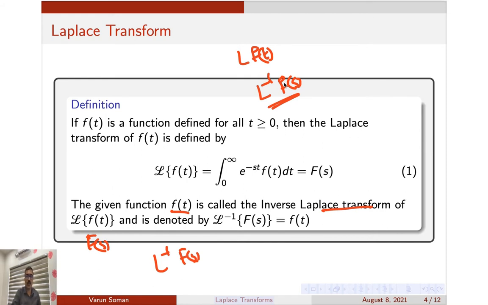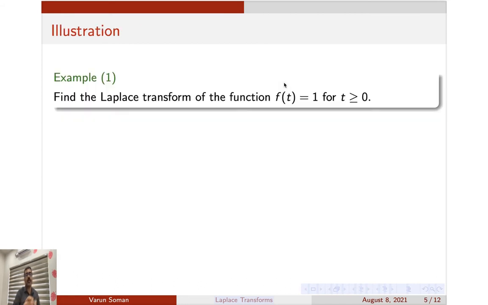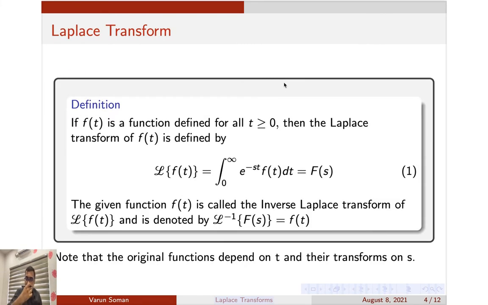Now let us get back to our work zone. So let us do a problem now. Let us find the Laplace transform of the function f of t is equal to 1 for t greater or equal to 0. So before that, remember one thing. Here your Laplace transform is an integral from 0 to infinity, so your function is defined for all t greater or equal to 0 only. For t less than 0, we are not interested. Always your function domain is t greater or equal to 0. Always remember that. Just for your understanding I'm telling you.